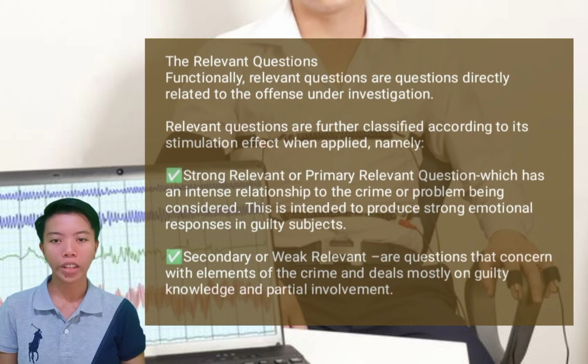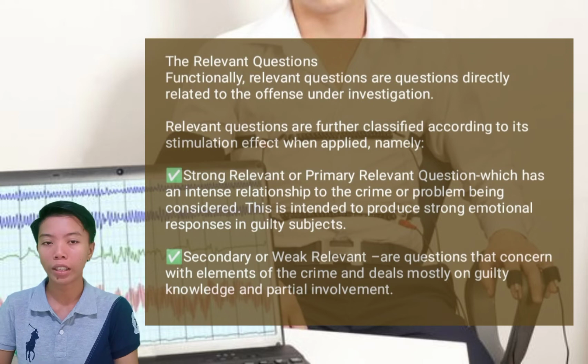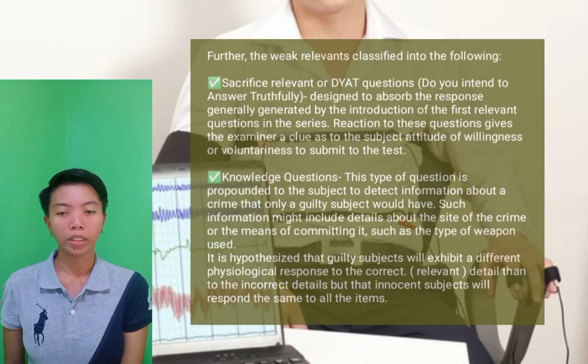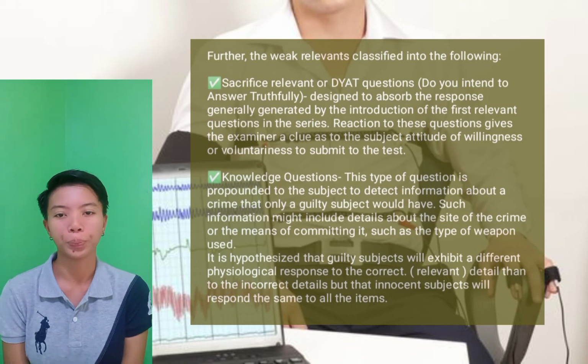Next is secondary or weak relevant. These are questions that concern the elements of the crime and deal mostly with guilt, knowledge, and partial involvement. Example: Between 10 and 12 a.m. of February 10, 2011, did you open the table drawer of Mr. De La Cruz? Weak relevant questions are further classified into the sacrifice question and the knowledge question.